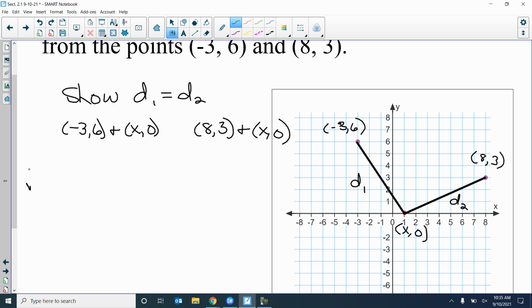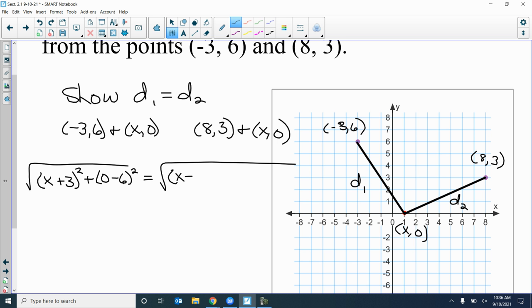So the square root of (x minus negative 3, which you can just write as x plus 3) squared, plus (0 minus 6) squared, equals, we want it to equal the other distance, which is going to be the square root of (x minus 8) squared plus (0 minus 3) squared.